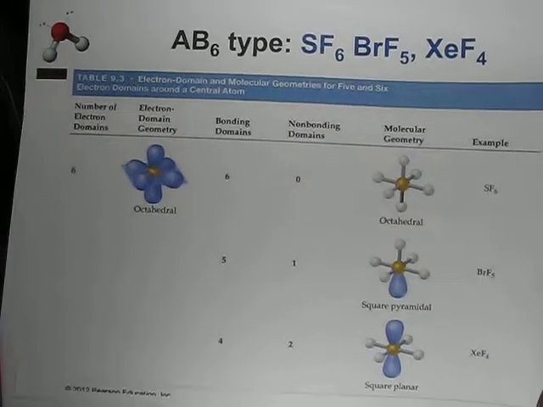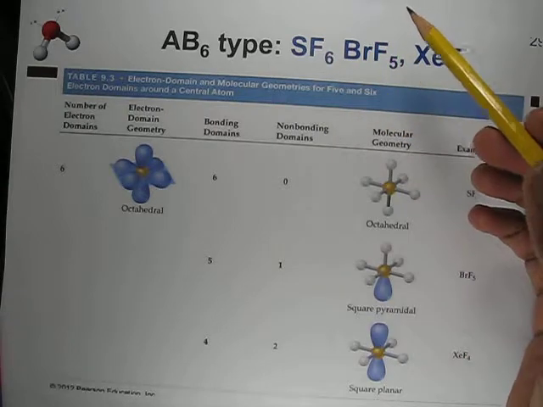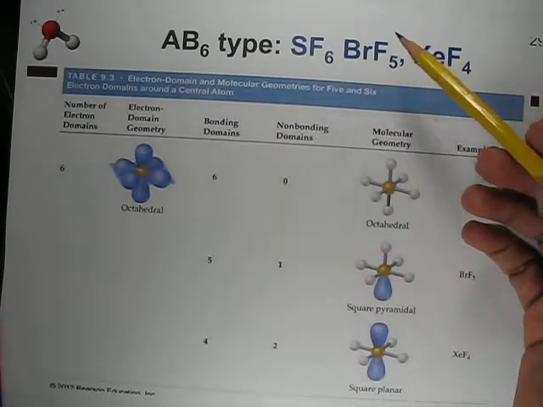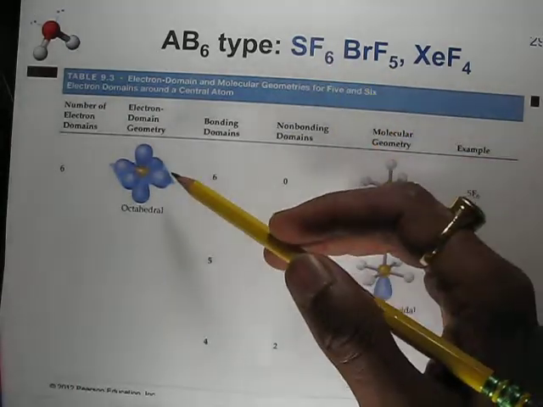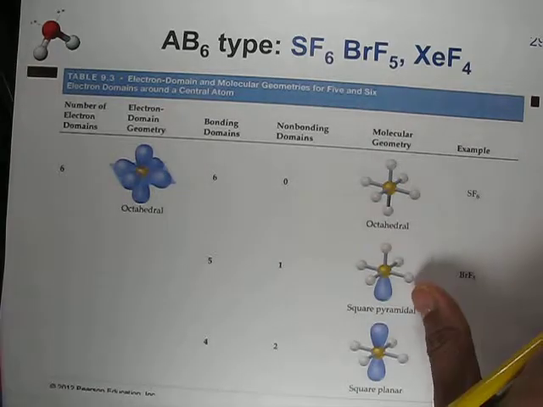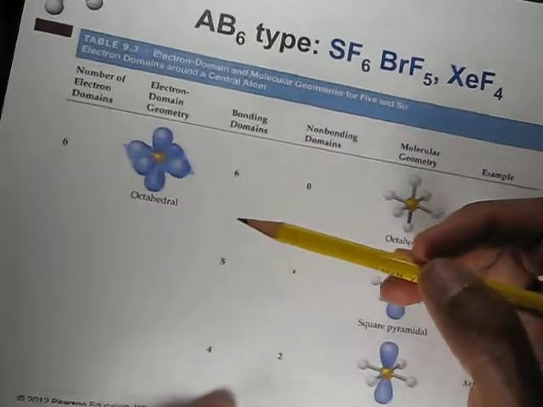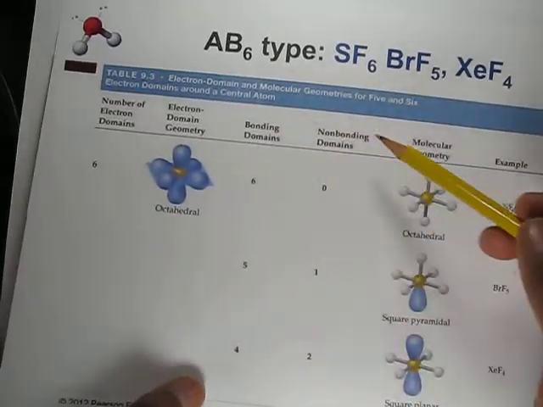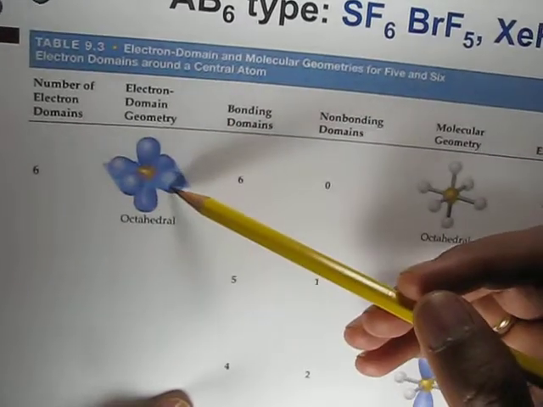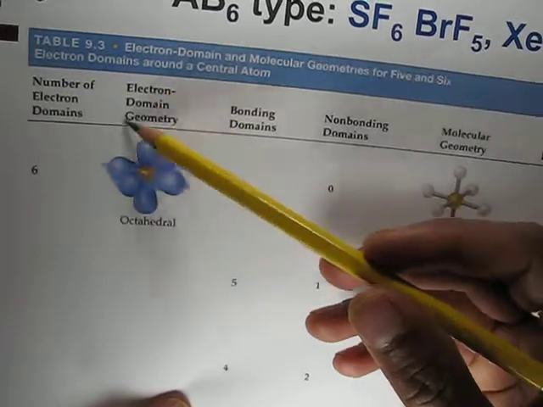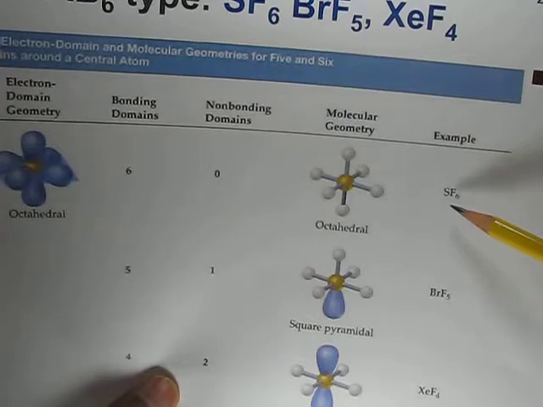Here is an important question: how will we know which type of molecular geometry or domain geometry a molecule will adopt? You will get the answer once you write the correct Lewis structure. The first step is always to write down the correct Lewis structure, and then find out how many bonding domains and how many non-bonding domains there are. If there are 6 bonding domains, the electron geometry will be octahedral, and the example is SF6.